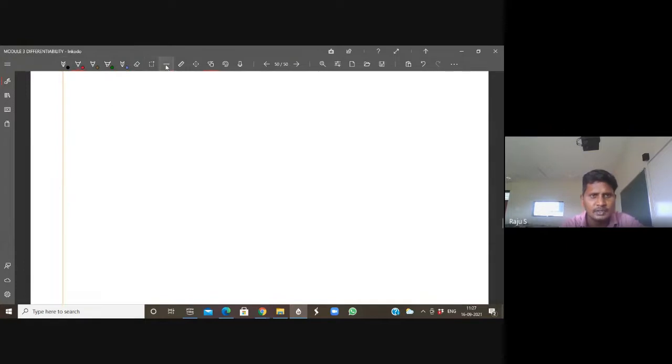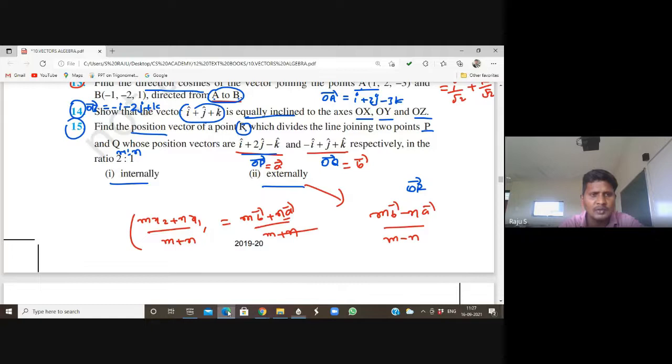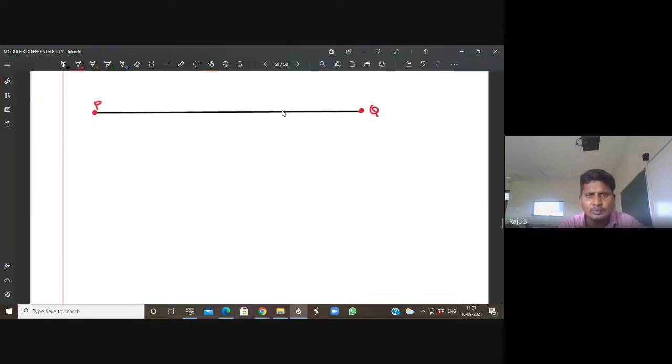First step, I'm going to take here: this is P, this is Q. What is the ratio they have given? 2 is to 1. 2 is to 1 means I want to take it like this. This is 2, from here to here, and this is 1.